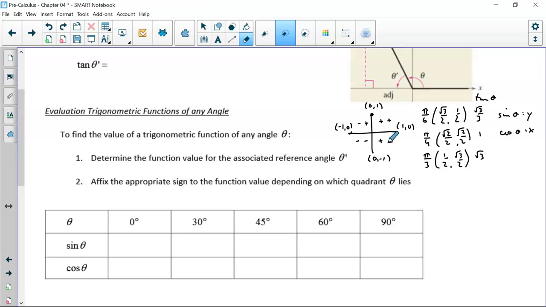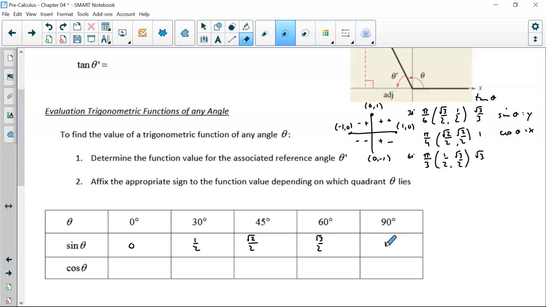So for the sine of 0, the y-coordinate is 0. The sine of 30, which is our pi over 6, that's going to be 1/2. Sine of 45, the y-coordinate, root 2 over 2. Sine of 60, our pi over 3, that's going to be root 3 over 2. And for 90, we're at pi over 2. That's going to be 1.